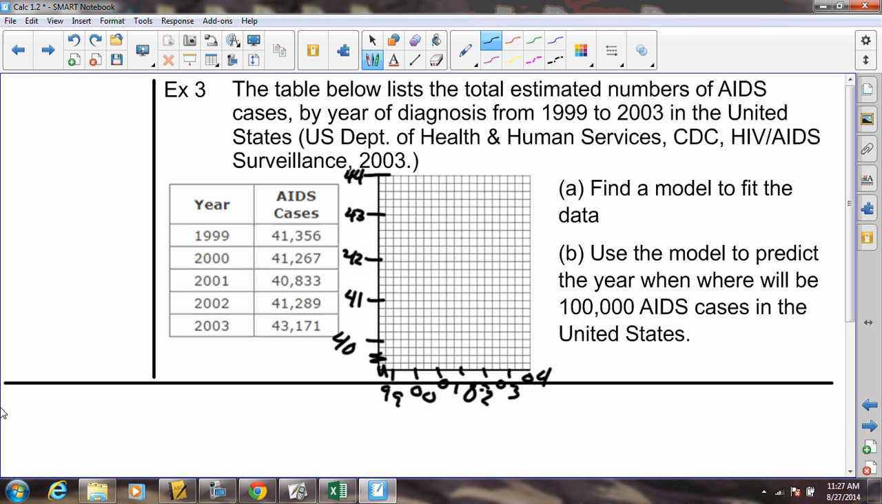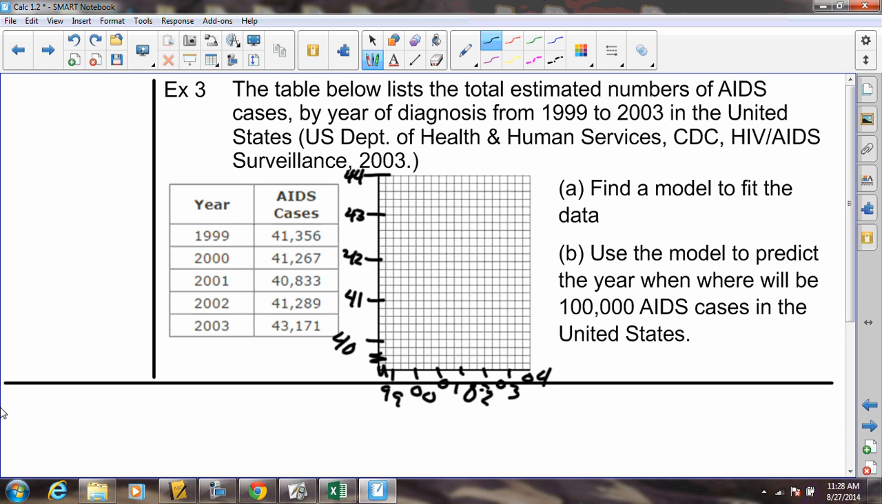You'll also note I have not been labeling the axes. It's just in an effort to save time. We know that this should be listed as number of AIDS cases in thousands on the vertical axis. The year listed on the horizontal. I should have a title. I've been leaving them off just to shorten the video up and save time.